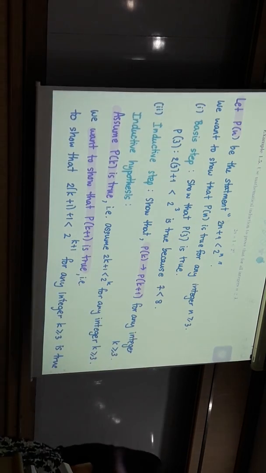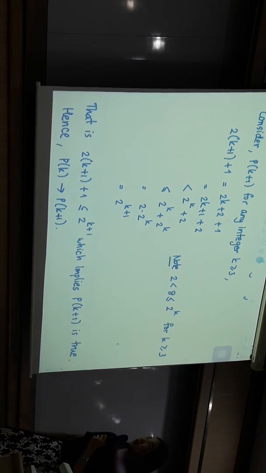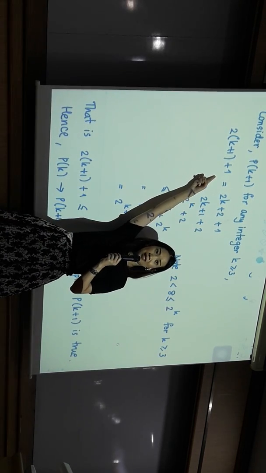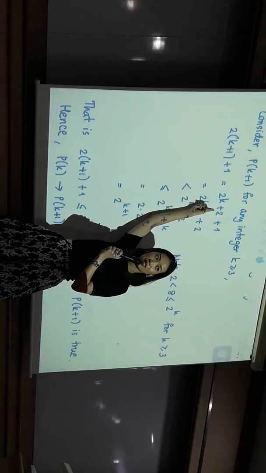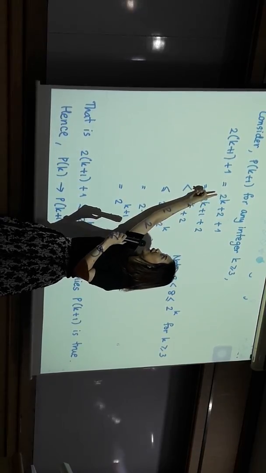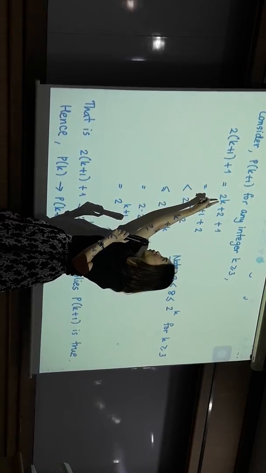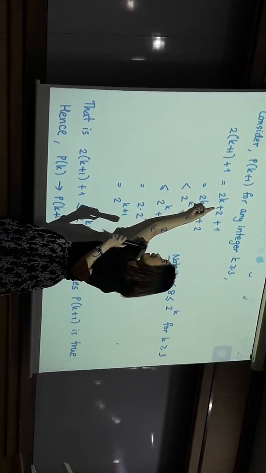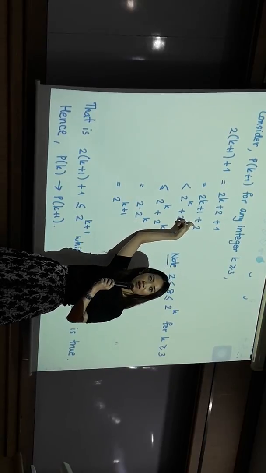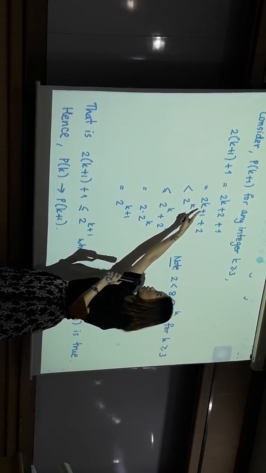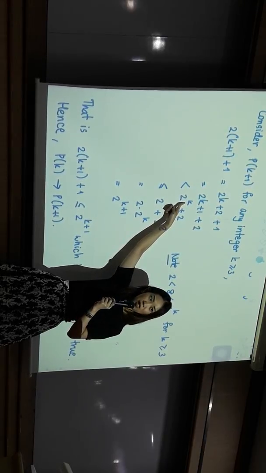So we consider 2 times k plus 1 plus 1, this. So from here to here, we have 2k plus 2. Everyone look and try to follow. This is the left-hand side that you want to prove. And you multiply 2 in, you have 2k plus 2, is that right? Okay. And right now I just switch 1 and 2. Are you okay up to here? Yes. And 2k plus 1 is less than 2 to the power of k. Are you good up to here?